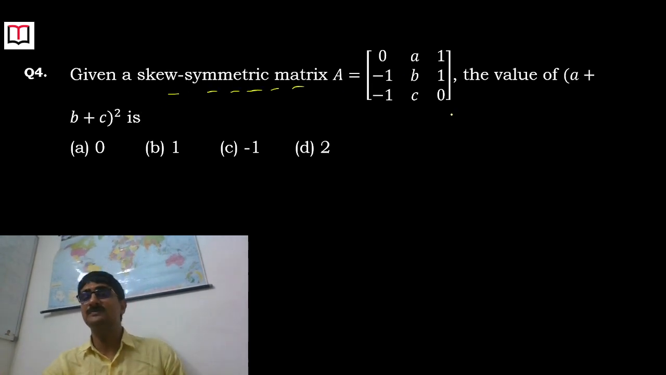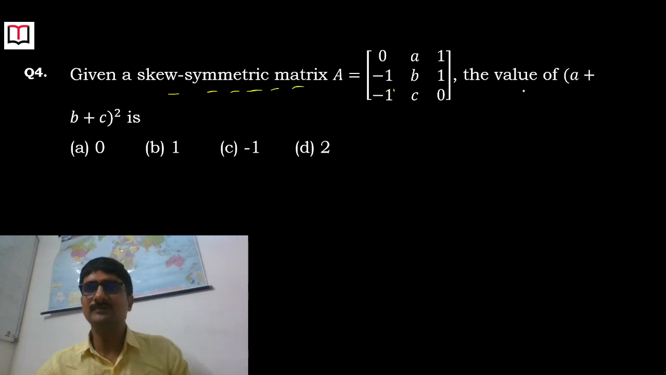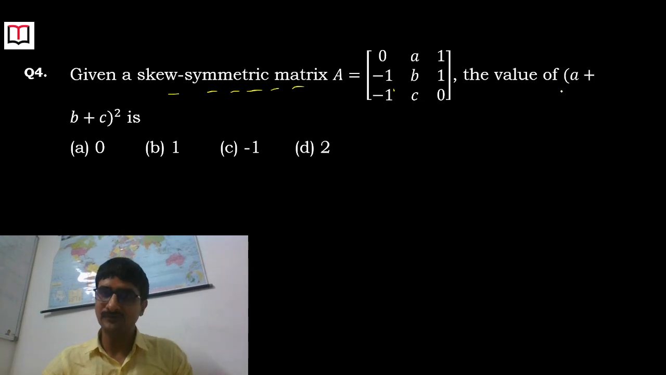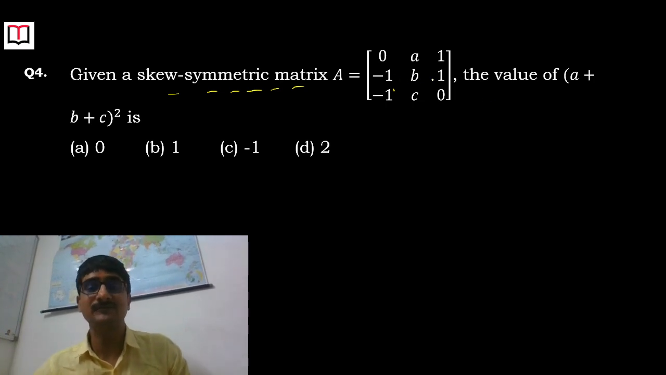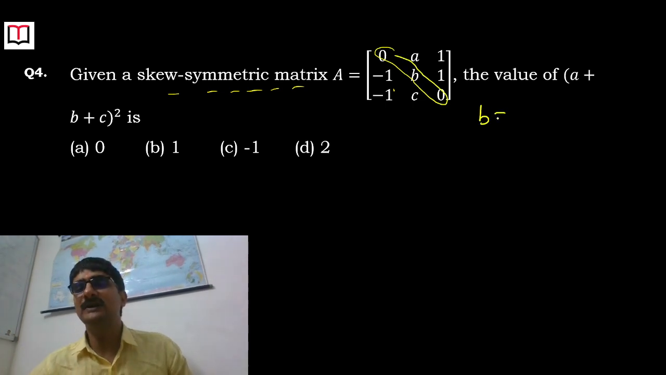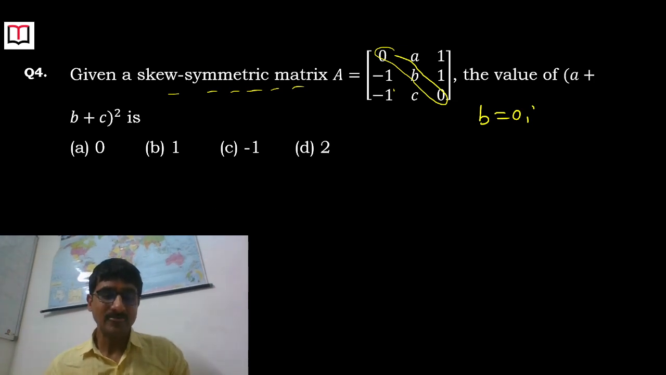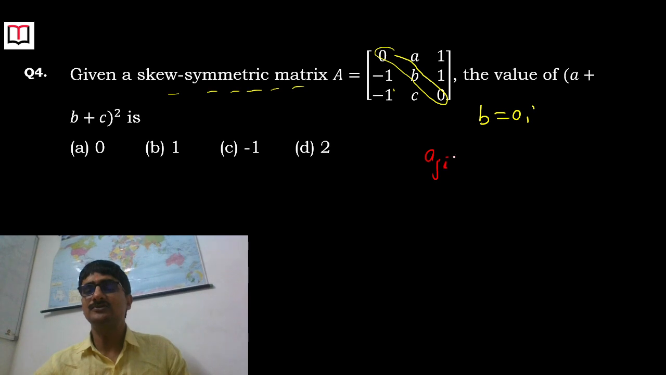Is that a skew symmetric matrix? Given this is a skew symmetric matrix, we have to find a plus b plus c whole square. See, in a skew symmetric matrix, of course, all diagonal elements must be zero. So b has to be zero first. And second, aji should be equal to minus aij.